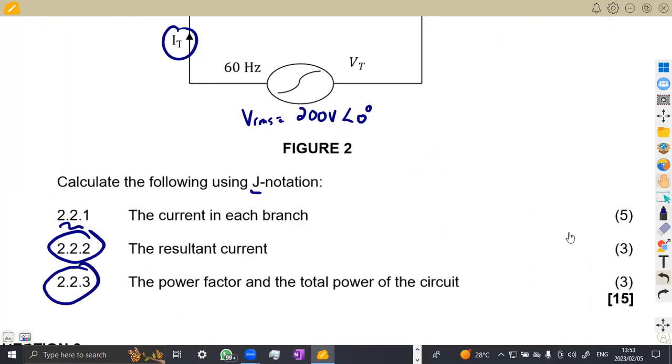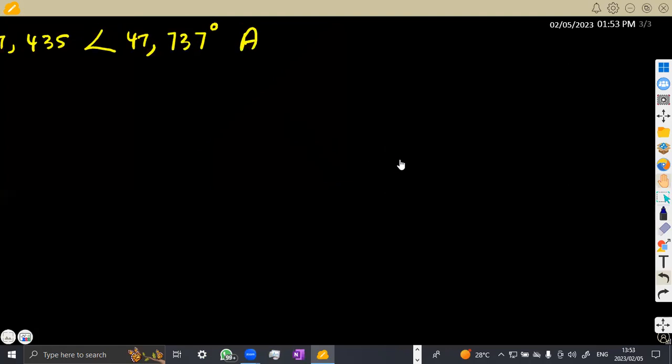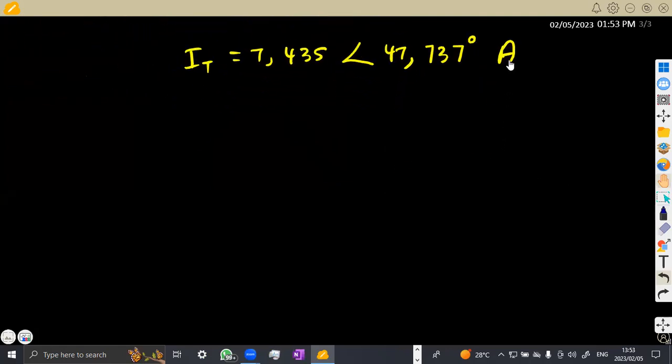2.23, calculate the following using J notation. Now the power factor and the total power of the circuit. So we know that our power factor is taken from the total current and the current through the resistance. It's 2.23, where power factor is given as cos of theta. And we know that cos of theta from the diagram is going to be the current across the resistor over the total current. So that is the power factor.